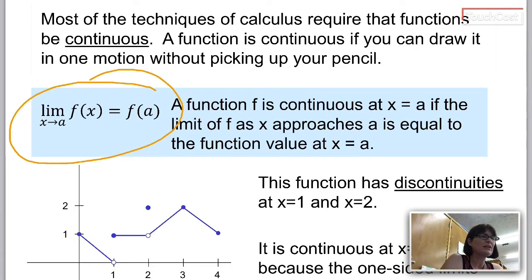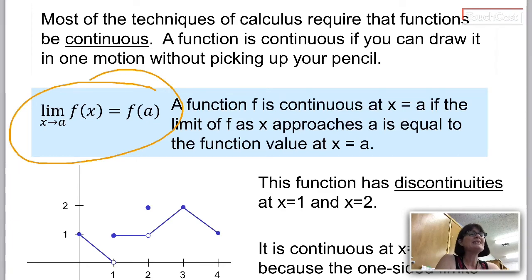Make sure that gets written in on your notes, and you can match that back up with the picture. So you can see at x equals 2, the limit exists and is equal to 1, but the function value is 2. So the limit does not equal the function value. That's a calculus way I can say for certain that there's a discontinuity at x equals 2.